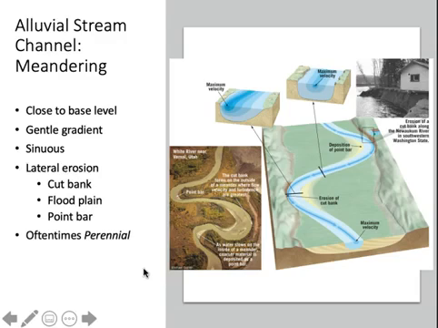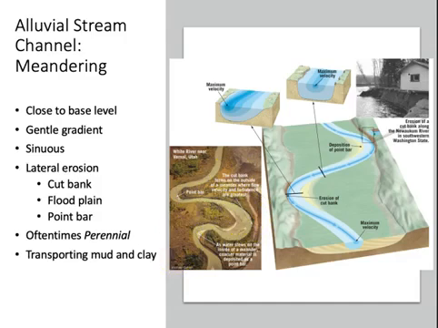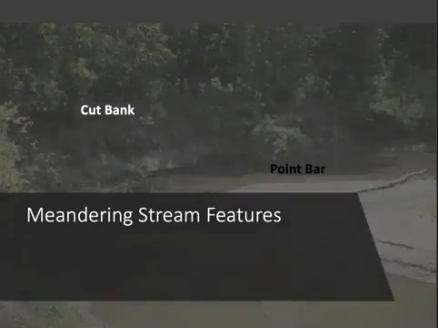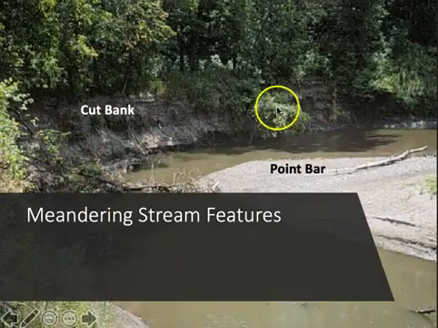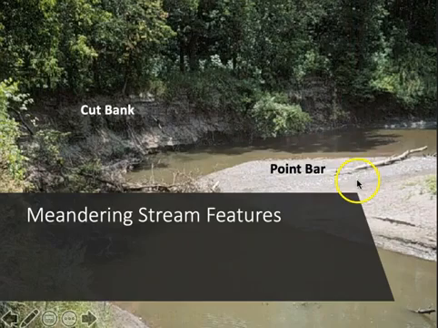Meandering rivers are typically perennial, meaning they flow year-round, transporting fine sediments like fine sand, silt, and mud in suspension, which gives them a muddy appearance. Here's a photograph of a cut bank and a point bar on the inside of the curve.